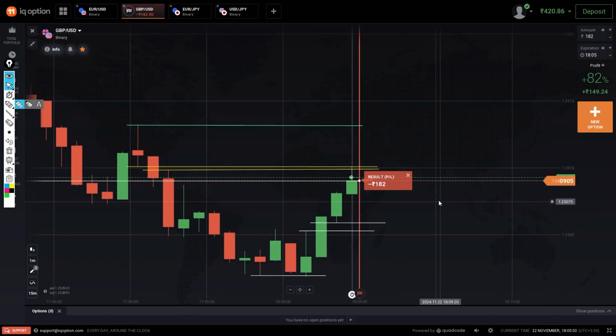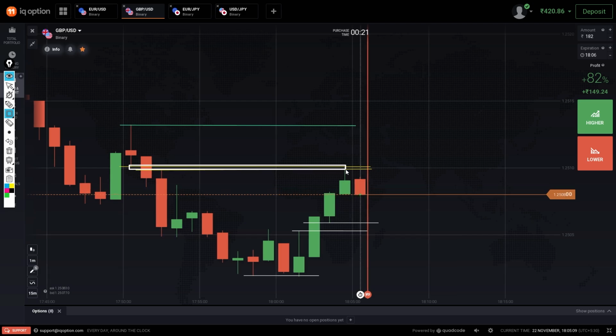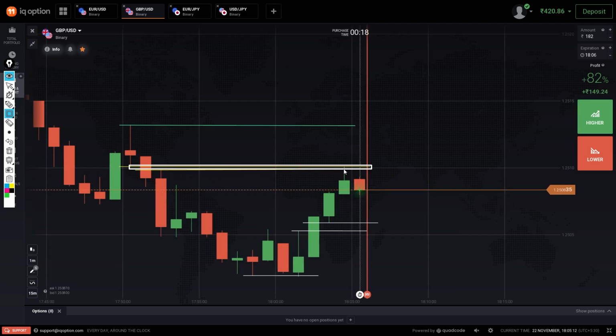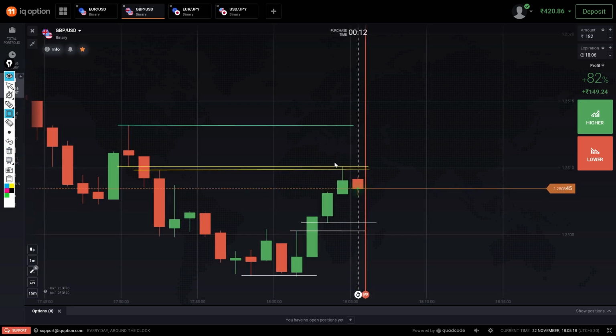Okay, no, it is lost, but no issues. I will explain why. What is the reason behind it. So exactly, this is my target. That's why it is reacting. So market will move at least one candle to mitigate my target. That's why I take a trade.